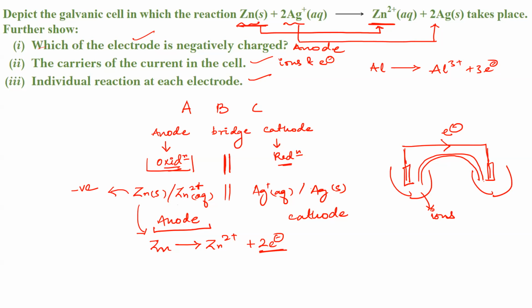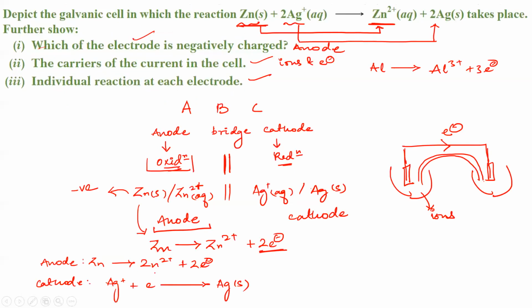And you have to write the individual reaction at each electrode. At anode, zinc is getting converted to Zn²⁺ plus 2 electrons. And at cathode, what is happening? At cathode, you are having Ag⁺ plus electron getting converted to Ag solid. Furthermore, you can be asked to write the complete cell reaction, which is given already here.